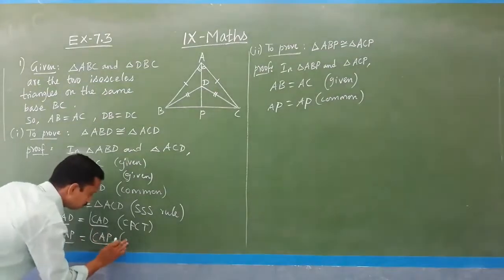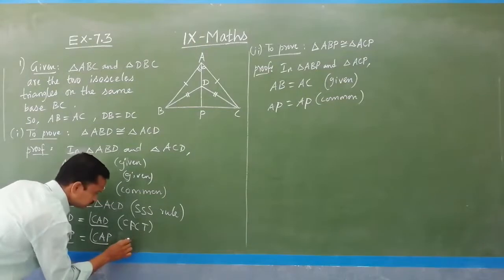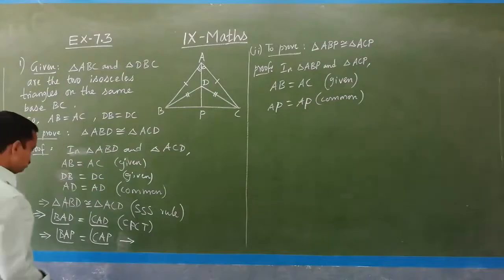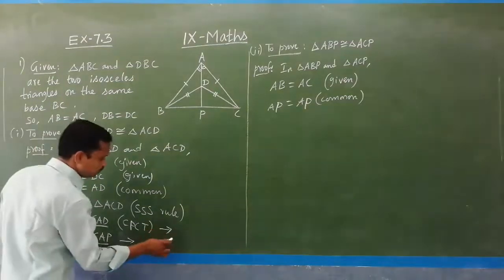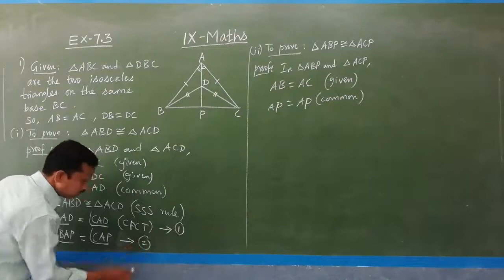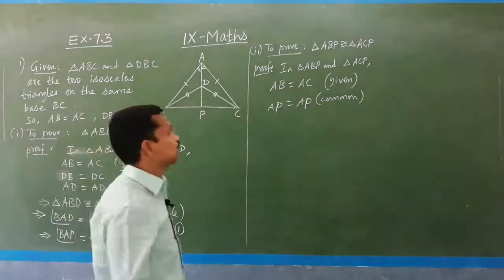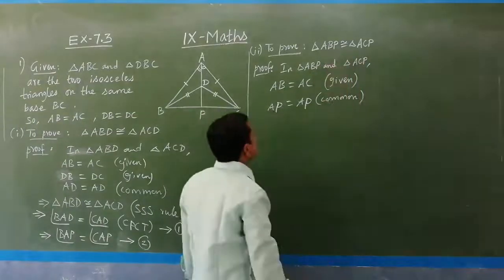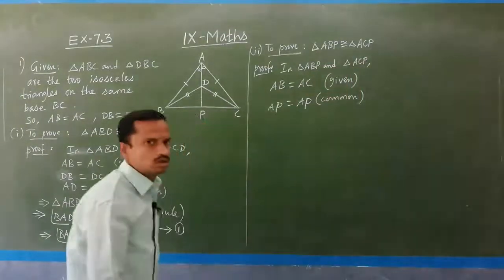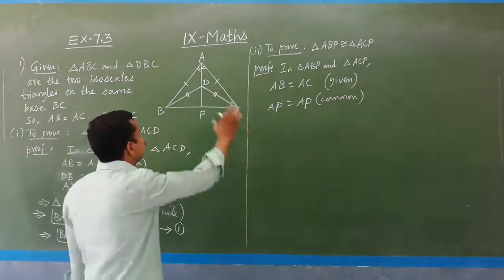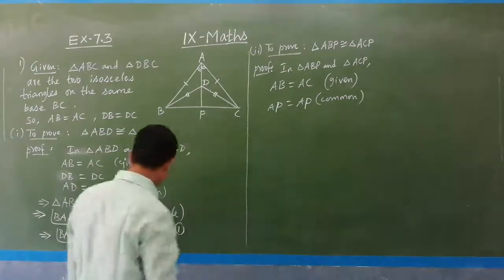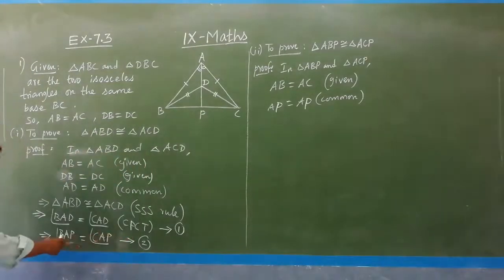So, this we can name as equation number 1 and this as equation number 2. Now let us come to the second part, the second proof. To prove these 2 triangles are congruent, we already have these 2 corresponding sides equal, and now we can have these 2 angles from equation 2. From equation 2 these 2 angles are equal.